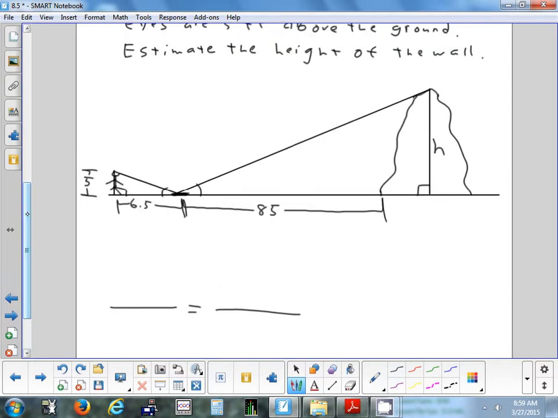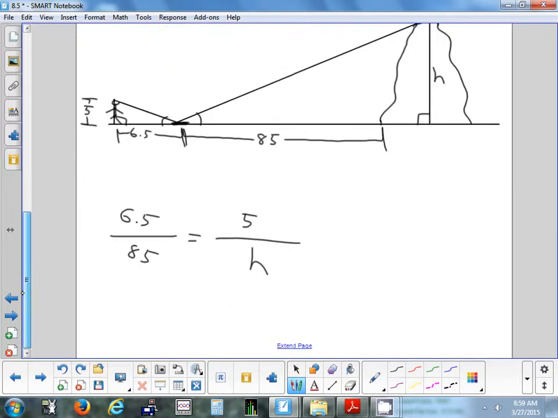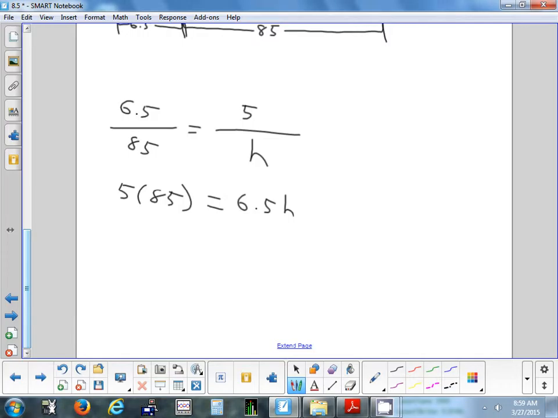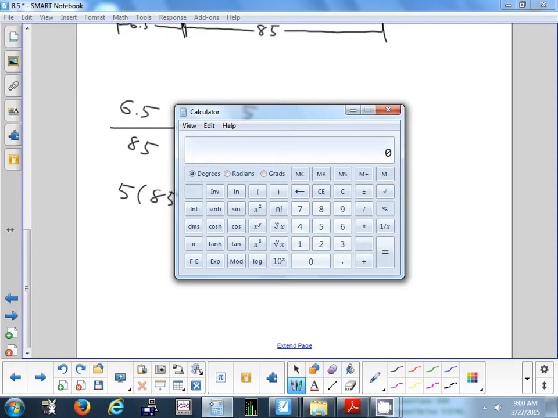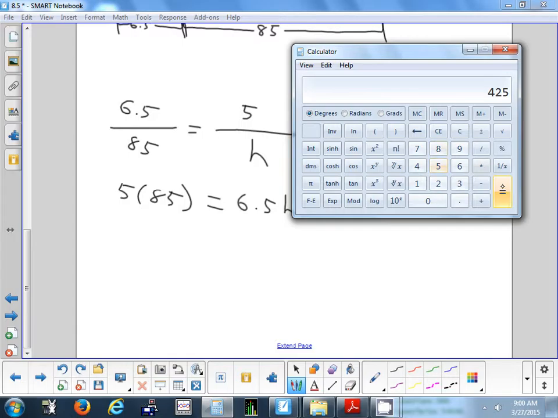Anyone think they could tell me a proportion to solve for h? Just keep it set up consistently. Sarah? 6.5 over 85, equals 5 over 8. Yep, that'll work. So we've got the short base over long base, the shorter height over the longer height. As long as you set it up consistently, cross multiply. So 5 times 85 equals 6.5 times h. So we get 425.